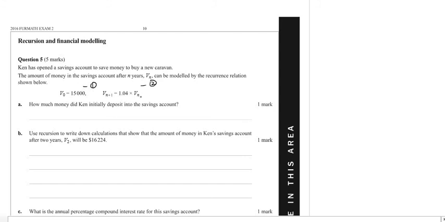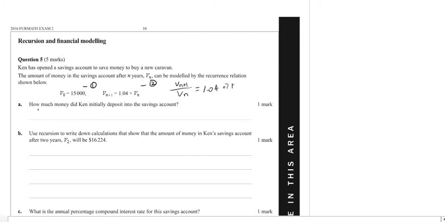So for equation 2, I can identify that it's a geometric sequence, right? Because there's a ratio between my n plus 1 term and my n term. So that equals 1.04, and that's the ratio in the geometric sequence.